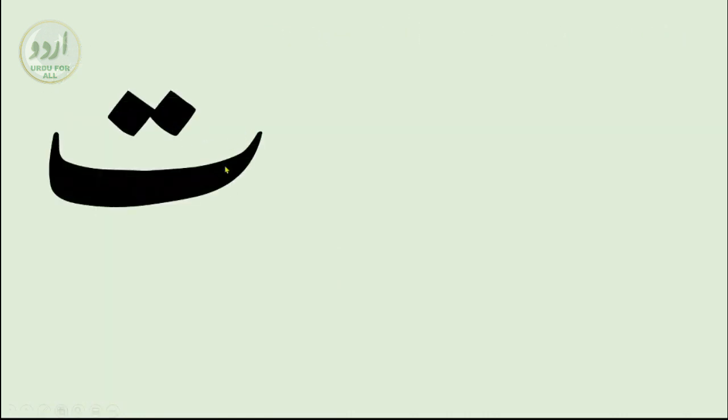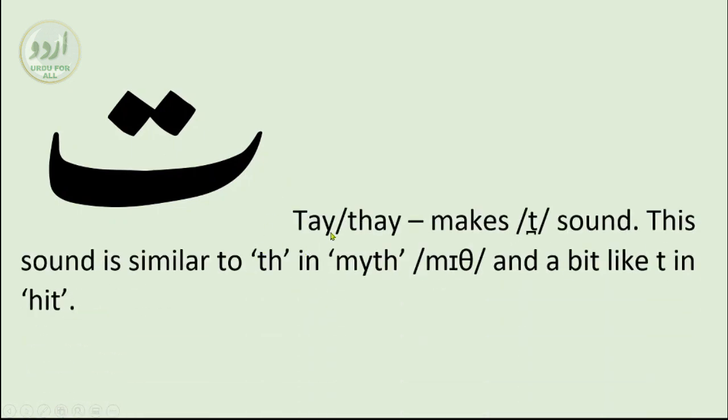Let's do another letter. Look at this letter now. It looks like our bay, but it has no dot at the bottom, but two dots at the top. In fact, it looks like a smiley face, mouth and eyes. Now, this is called te. This sound is similar to th in the English word myth, and a bit like t in the English word hit, but it's not really th and t sound.